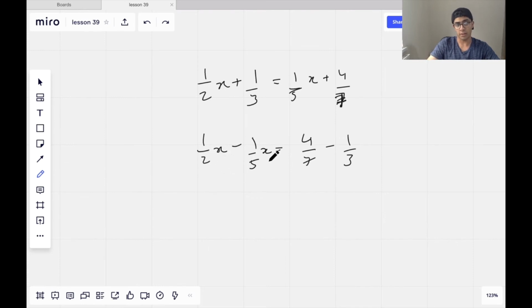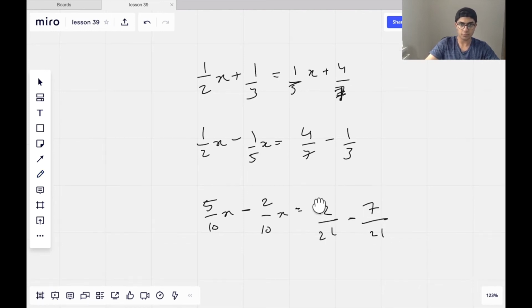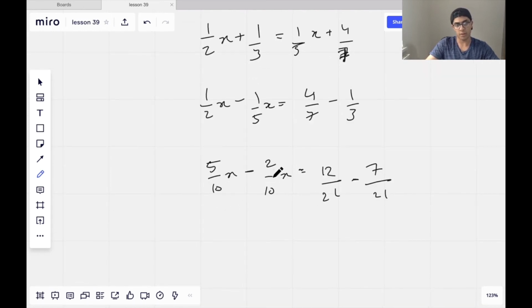So a half x minus a fifth x is a half minus a fifth, times x. So again, common denominator. A half is the same thing as 5 over 10 x minus 2 over 10 x. And then again on the right hand side, common denominator. We'll multiply top and bottom by 3, and top and bottom by 7. So 3 times 4 is 12 over 7 times 3, 21, minus 7 times 1, 7 over 21. 5 over 10 minus 2 over 10 is 3 over 10 x. And then 12 minus 7 is 5 over 21.